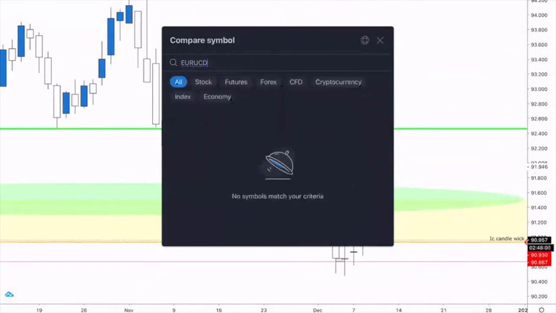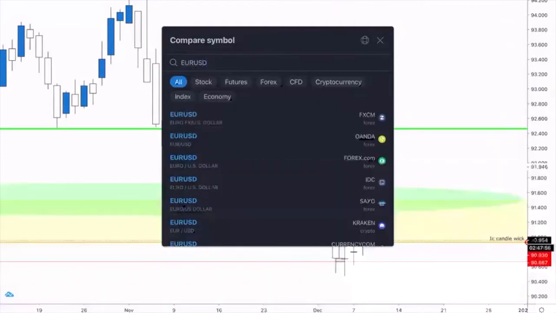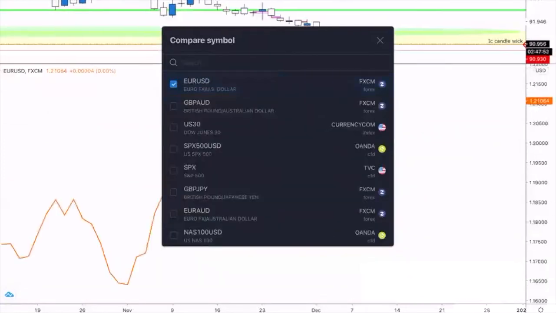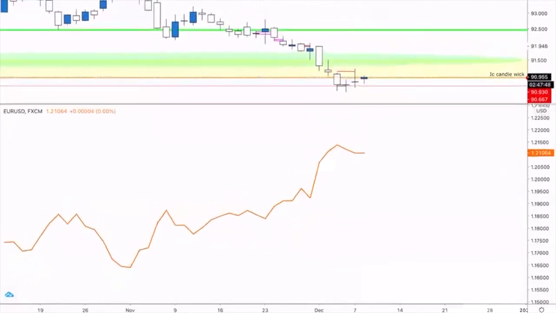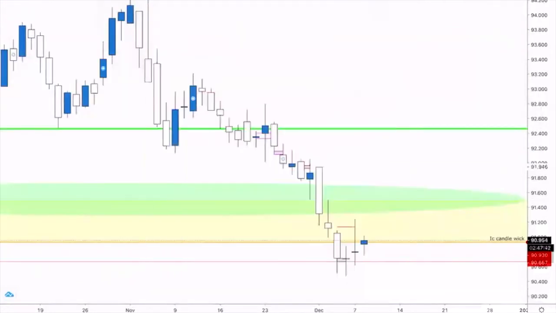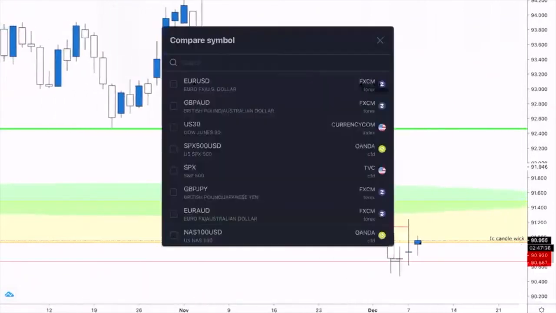Damn it, it's going to be too sloppy. So where'd it go? All right, whatever.